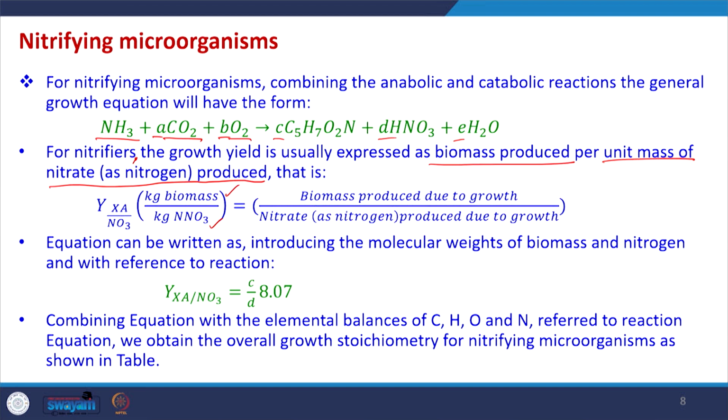So, this equation can be written by introducing the molecular weights of biomass and nitrogen, and with reference to the reaction we can easily find that the value of Y_XA upon NO3 will be equal to C by D into 8.07. So, after solving we can always get this particular equation. Combining this equation with the elemental balance of C, H, O and N and referring to this reaction equation, the overall growth can be written and it will be shown later on in the table.